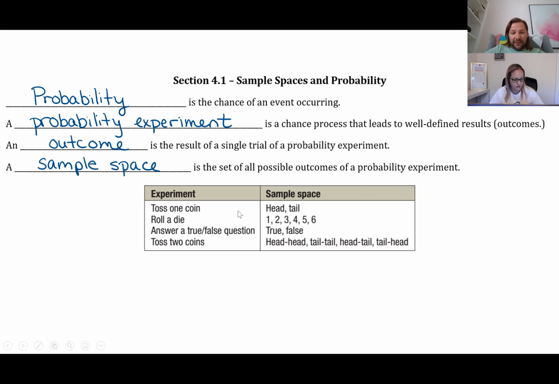Down here below, we have the different experiments: tossing a coin, rolling a die, answering a true or false question, or tossing 2 coins. And then the sample spaces are all the possible outcomes of each one of those. Tossing a coin, you can either have heads or tails. If you roll a die, you can have 1, 2, 3, 4, 5, or 6 showing on the die. True or false questions, it's either true or false, so there's only 2 outcomes. And finally, if you toss 2 coins, there are 4 possible outcomes: head, head; head, tail; tail, head; or tail, tail.